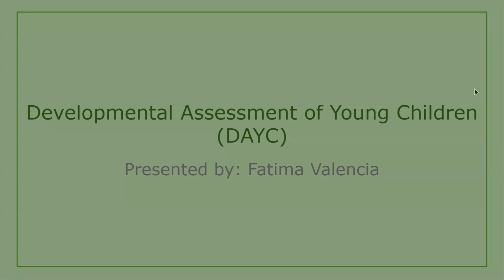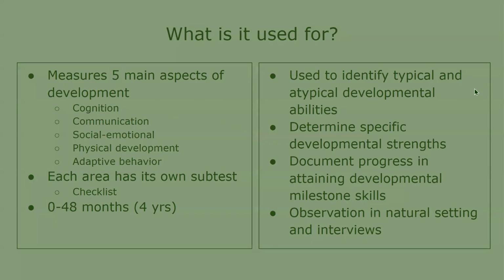So what exactly does this assessment do, or what is it used for? The DAYC basically measures how well young children are developing. And when I say young children, I'm usually referring to children from 0 to 48 months, or from 0 to 4 years old. What's really good about this assessment is that it measures five main areas of development: cognition, communication, social emotional development, physical development, and adaptive behavior.